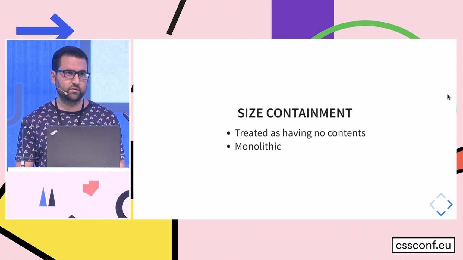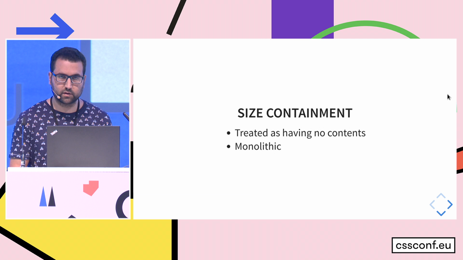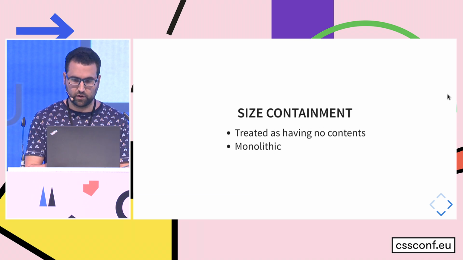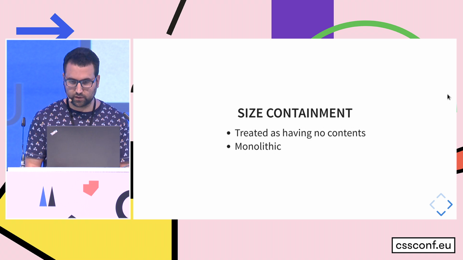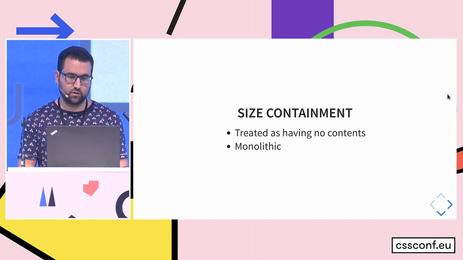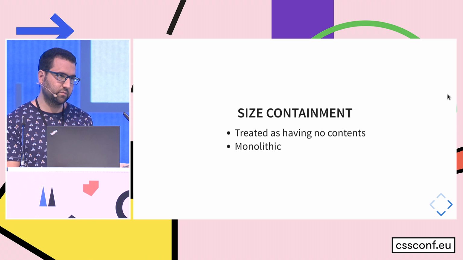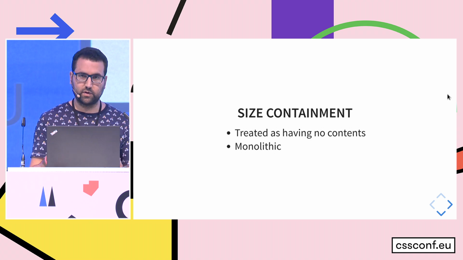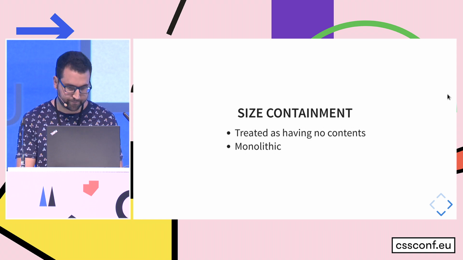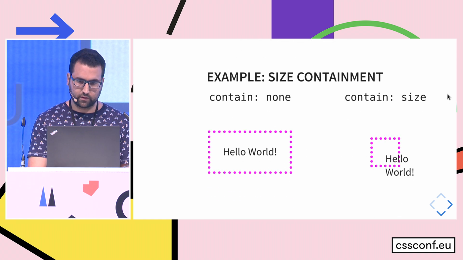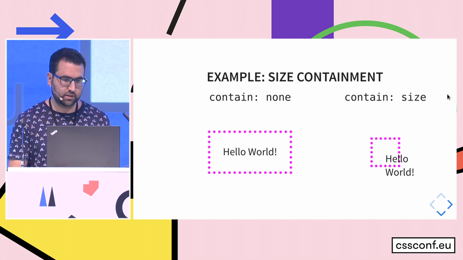So the element is treated as having no contents, only things like padding at the space or column gap if you have multi-column, or the tracks in grid, something like that you already define, but not the contents itself. And also it's monolithic. That means that you cannot split it when you print it, or it's in multi-column or things like that. So again, this is the same example again.